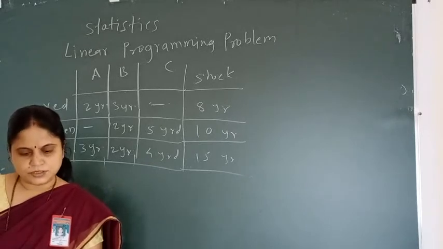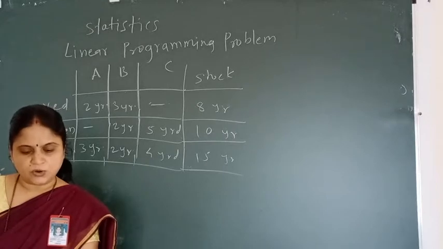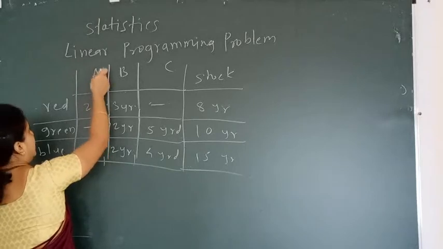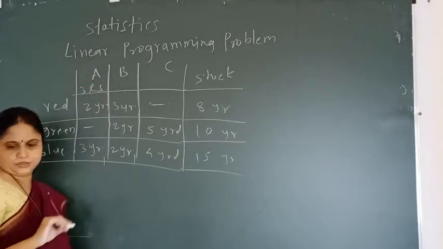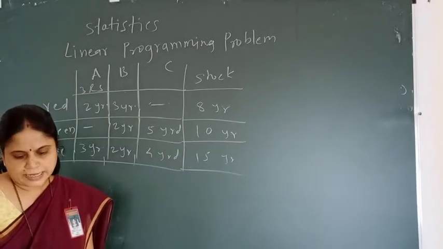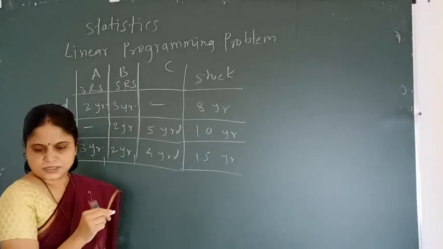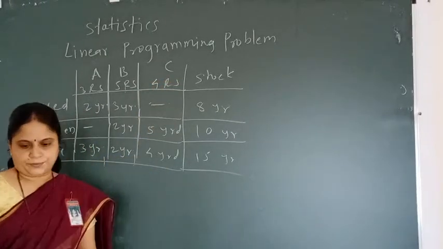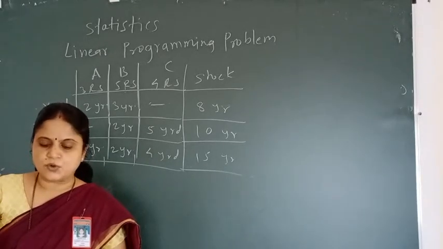It is assumed the income obtained from 1 unit length of type A cloth is ₹3. Means if we produce 1 unit of type A cloth, it gives me 3 rupees per unit. Okay. Now type B cloth gives me 5 rupees and type C cloth gives me 4 rupees. Okay.